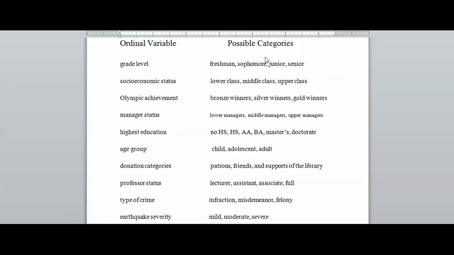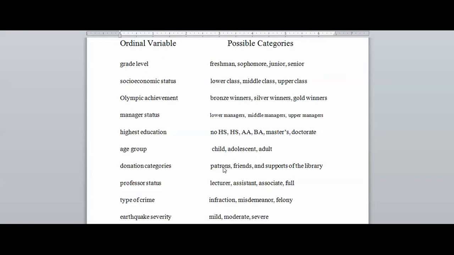Not every ordinal variable is a series of categories where a person has to move up one category at a time. For example, a person could win a gold medal without ever having won a silver or a bronze first. A person could jump straight to winning a gold medal, or a person could win a silver medal without ever having won a bronze medal first. So a person could start here, or a person could start here. They don't have to start at the lowest category and then move up one category at a time.